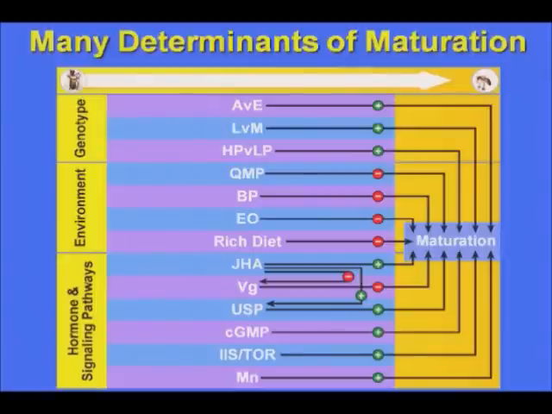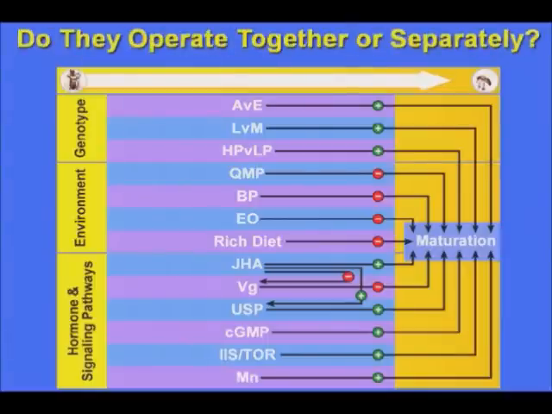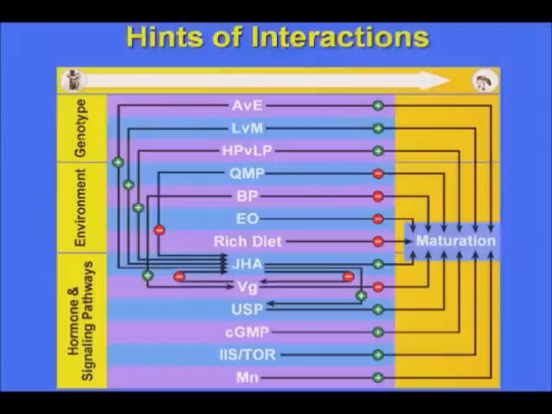Some are genetic, that is, there are different strains of bees that vary in their rate of behavioral maturation. Some bees grow up faster than others. There are environmental or social factors, such as, I've talked about several of these, the pheromones, QMP, BP, ethyl oleate, the one that I've shown you the data for. There are also nutritional factors that affect the rate of behavioral maturation. And then going down the line, there are hormone and signaling pathways involved: juvenile hormone, a prominent one, vitellogenin, a signaling molecule associated with juvenile hormone, and so on and so forth.